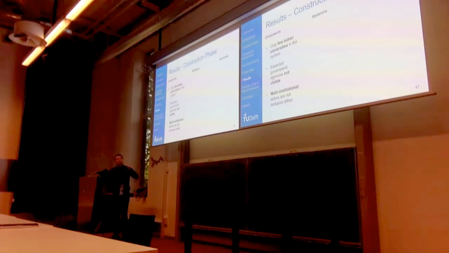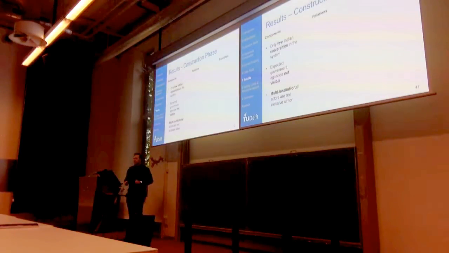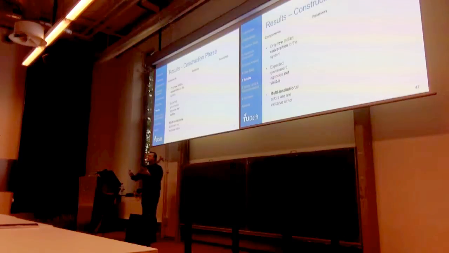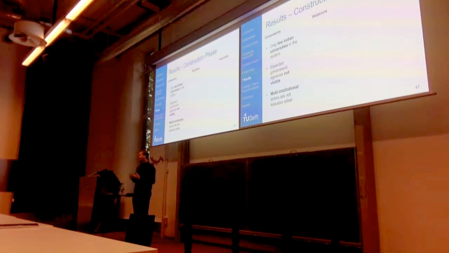Well, in the components, I didn't tell you this, but there are only a few Indian universities in the system. So human capital, which the university creates, is not really well created. Also, the expected government agencies from the institutional analysis were actually not that well found. The regulatory committees, the state nodal agencies, doesn't tell you much now, but they should be present and they weren't. And also the multi-institutional organizations that I researched were not as inclusive as their mission statements would say.